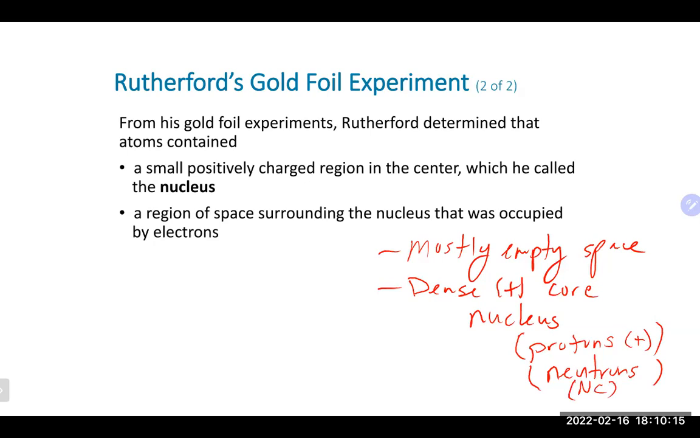So this positive core, this nucleus, accounts for why they saw those alpha particles deflect at a very large angle. It had to hit something very, very densely positive in order to make those alpha particles scatter at those distances. The idea as well is that the electrons are moving around in that empty space.